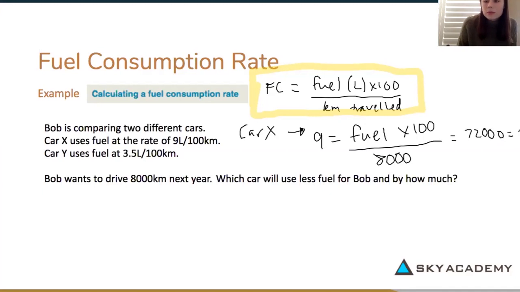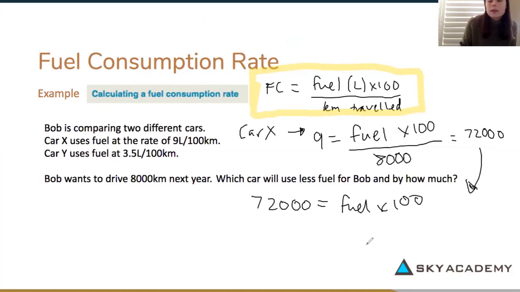72,000 equals fuel times 100. I don't have room for that, so I'm going to come down here. So 72000 equals fuel times 100. To get fuel by itself, I'm going to divide by 100. And therefore my fuel is going to be 720.